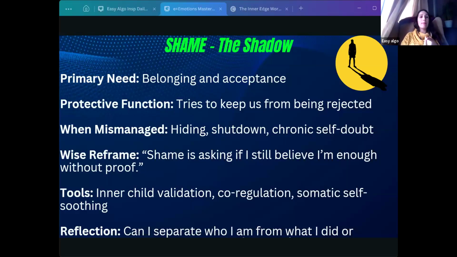Inner child work is a really powerful way for that. Co-regulation, either just with yourself or with a partner if you can, asking for a hug, things like that, is a really wonderful way. Like, maybe walking out, oh, I've just lost, I feel so ashamed. Going to ask your partner for a hug is a wonderful way to reset, recalibrate the body.